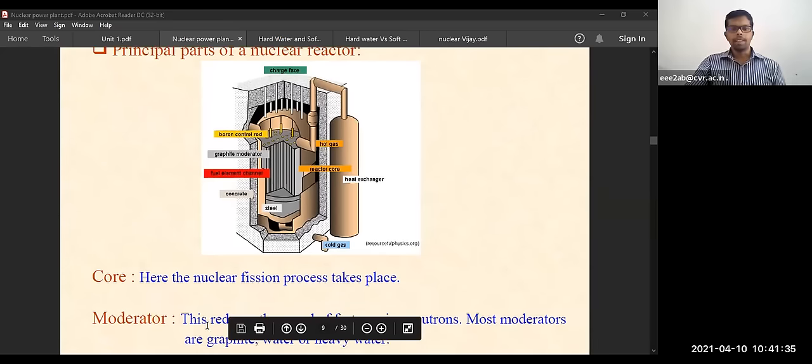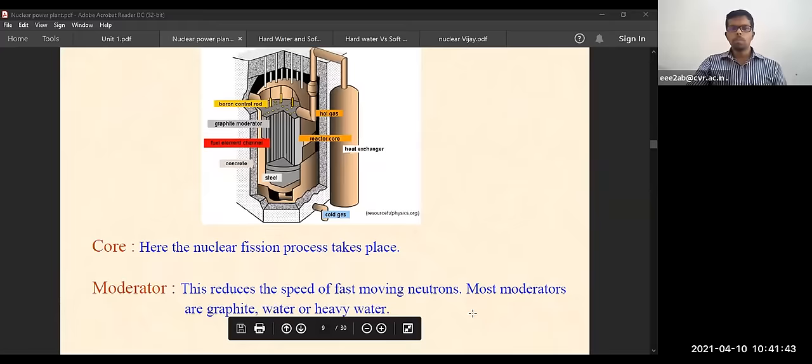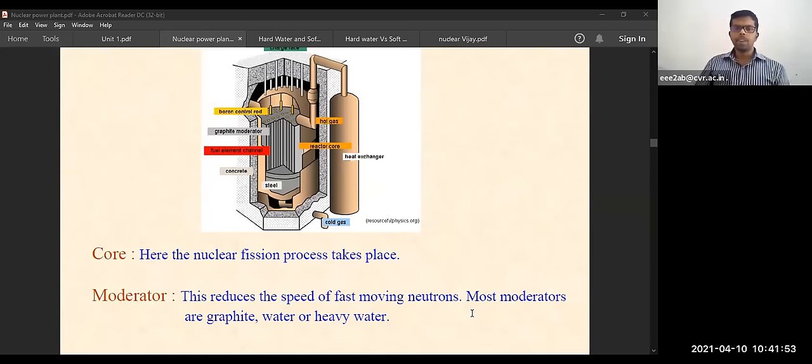Next, moderator. The main use of the moderator is to reduce the speed of the fast-moving neutrons. Most of the moderators are graphite. It is made up of graphite or water or heavy water. There is a difference between normal water and heavy water, soft water and heavy water.